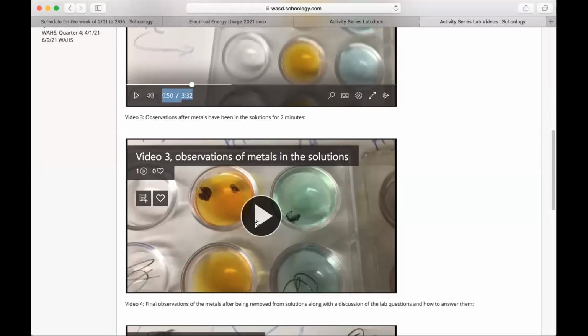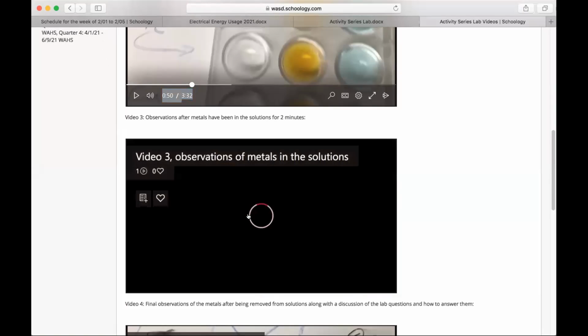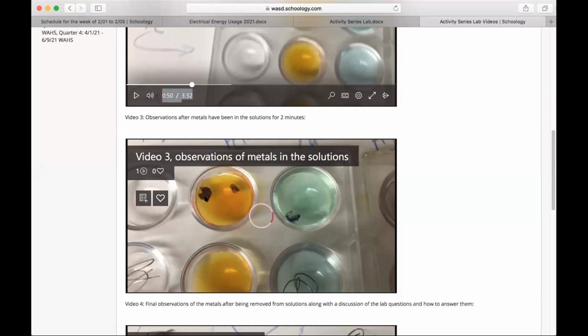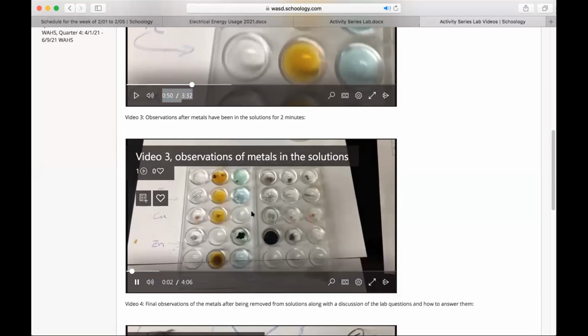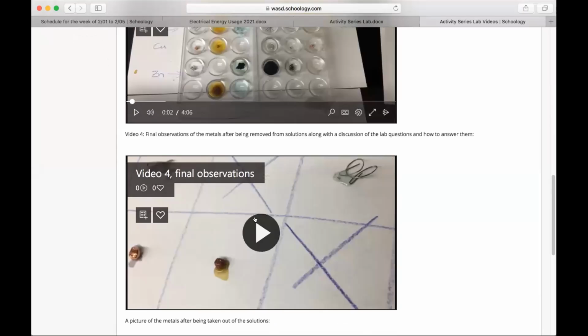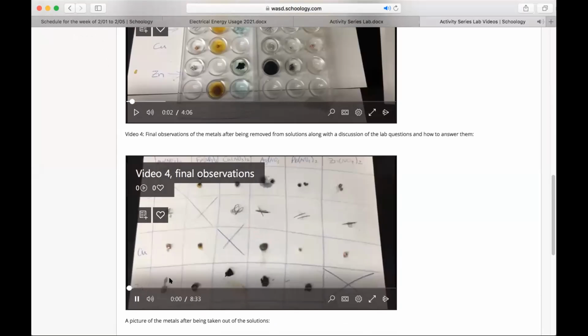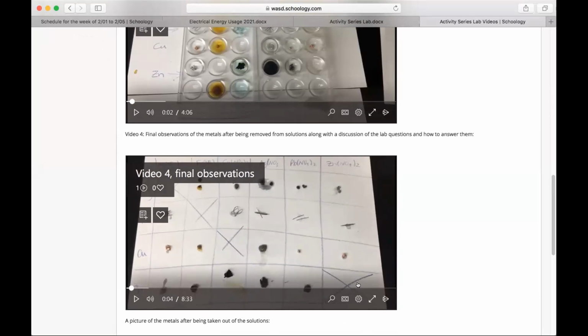After they've been in solution for 2 minutes, you can watch to see what happens to each of the different metals in solution. Here you can even see a little bit of bubbling forming. And then at the end, the pieces of metal are pulled out of solution, and you can compare the metals to each other. So for instance, you can probably just see it here.